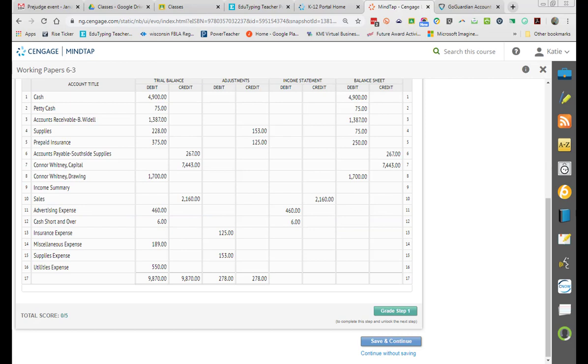Now, line 13, there is nothing in the trial balance. But we have something in our adjustment column, correct? So if I take a 0 in our trial balance and I debit it with $125, my new balance is now a debit of $125, not $1,250. That's the wrong number. Miscellaneous expense is $189. Supplies expense, same thing. We have 0 in our trial balance, and I have an adjustment of $153, so I have a new balance in my income statement of $153. Utilities expense, $550.